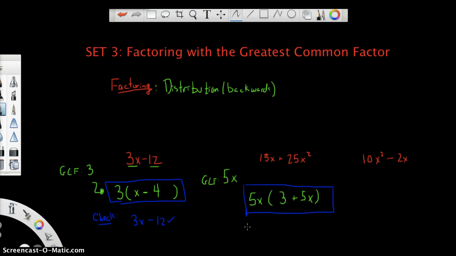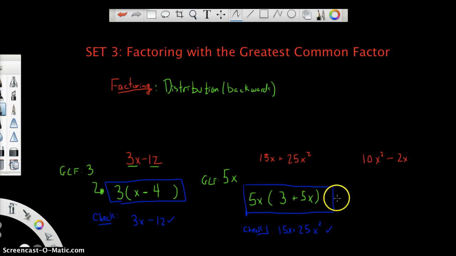My check would just be to distribute this again. That gives me 15x plus 5 times 5 is 25, and x times x is x squared. So I've done it correctly, because I got back to my original expression.